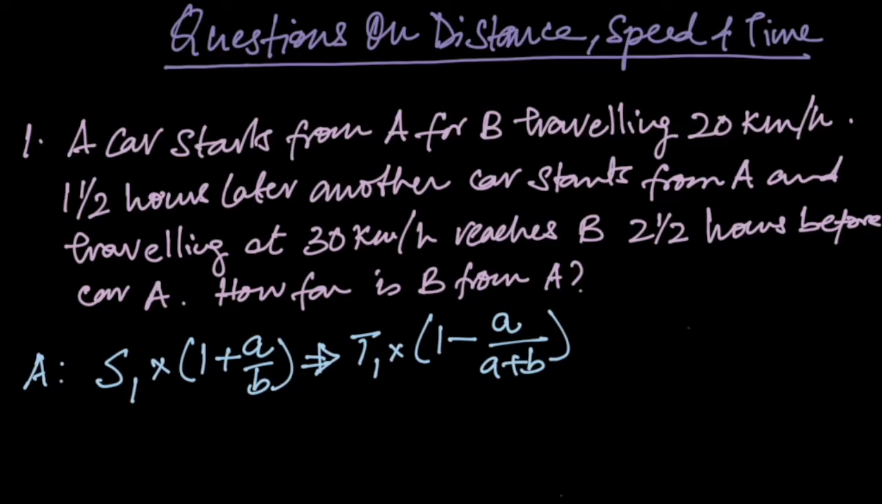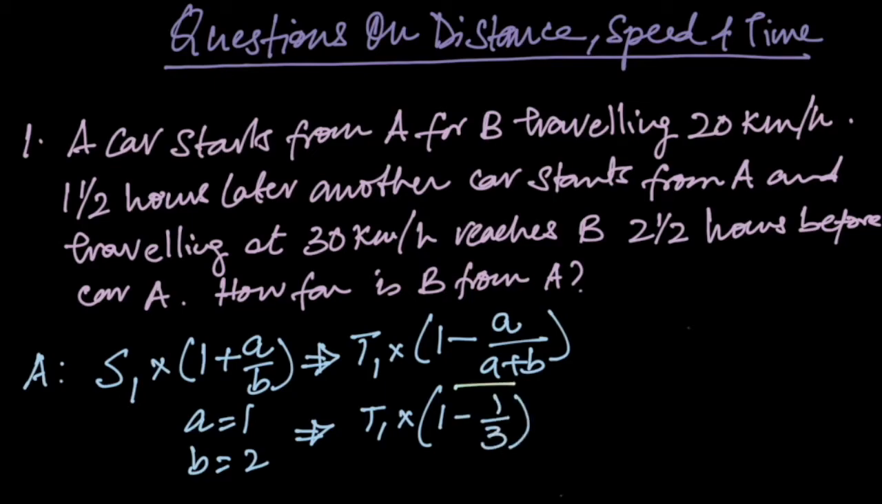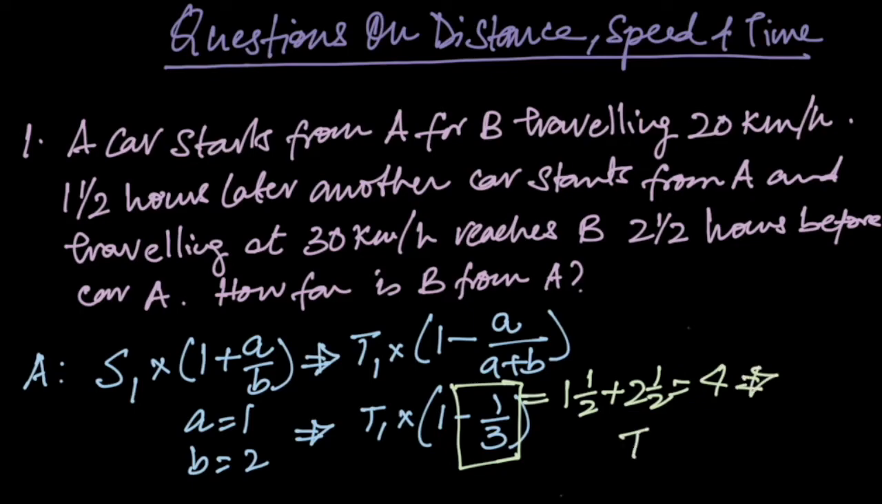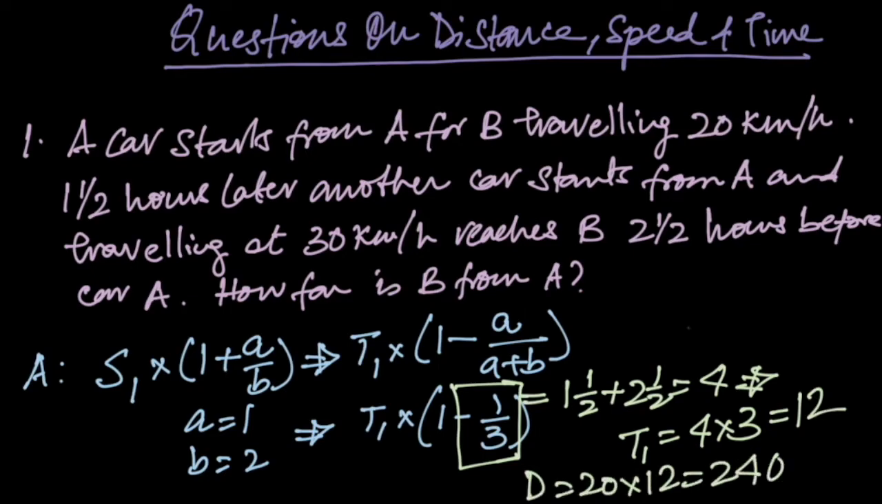When the speed increases from 20 km per hour to 30 kilometers per hour, then the overall savings in time is 1.5 hours plus 2.5 hours, which is total 4 hours. So here A is 1 and B is 2. So 1/3 is 1.5 plus 2.5 hours, which is 4 hours. So when you travel with the speed of 20 kilometers per hour, 4 hours is 1/3 of that duration. So which means it took 12 hours with 20 kilometers. So the distance is 20 into 12, 240 kilometers.